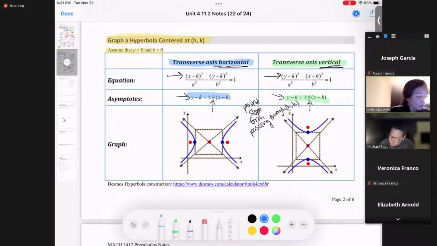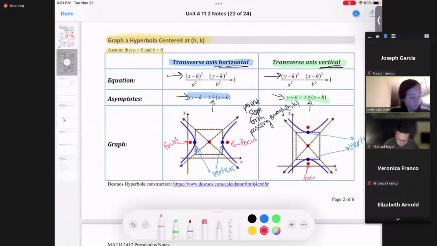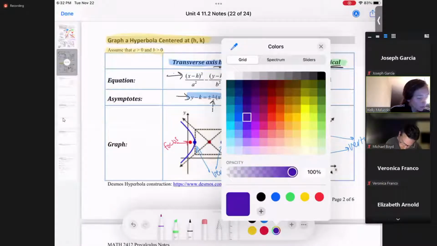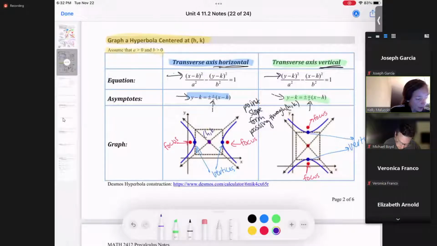Now let's just label real quick what's going on here. So the blue dots are still the vertices. And then the red dots, well, that's the center of the box, so kind of ignore that. But these red points are the focus points, or foci, right? And this point in the middle, this is your HK.